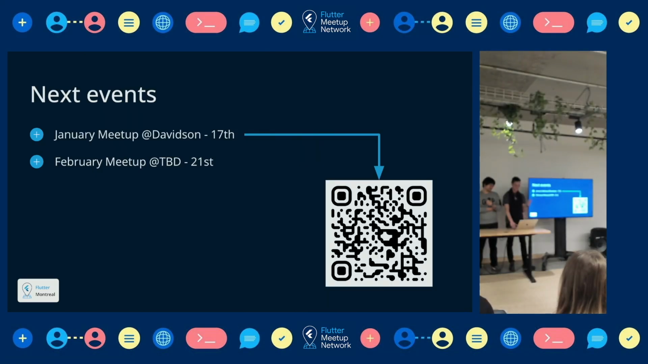And we have the January meetup, so you can RSVP here. It will be at Davidson, located near Square-Victoria. And on February 21st, we have to find a place. If Mapler wants us again, if you need more pizza, it's here. We will see. We'll define it.